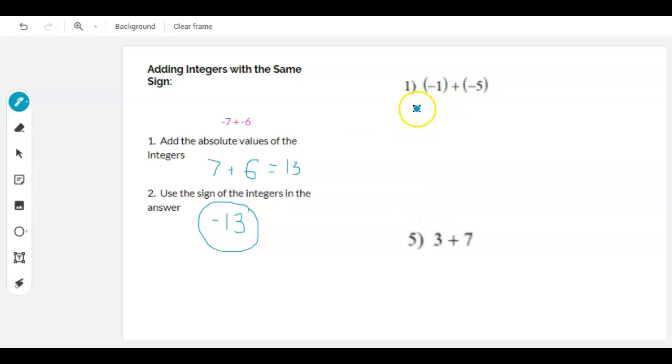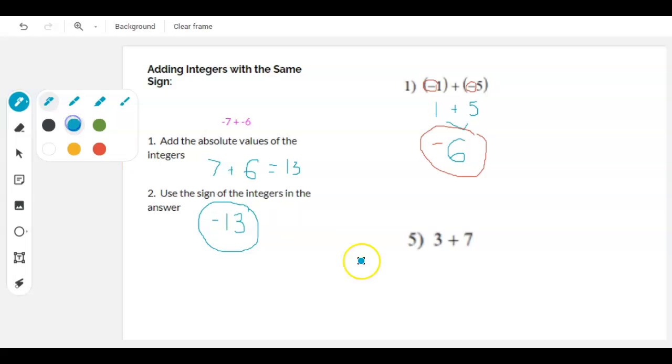So if we use the same steps, if we add the absolute value, so the absolute value of -1 is 1, plus the absolute value of -5 is 5. It's just the positive version of each number, okay? I add them and I get 6. If I notice, this has a negative, this has a negative, so the answer has to have a negative. Okay, I owed someone $1, then I owed them another $5.